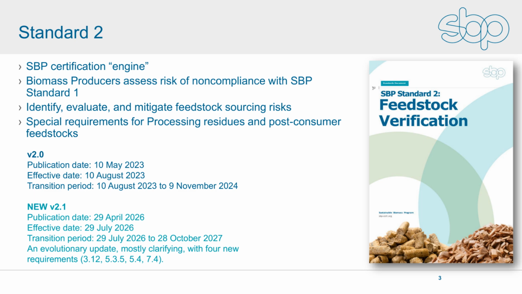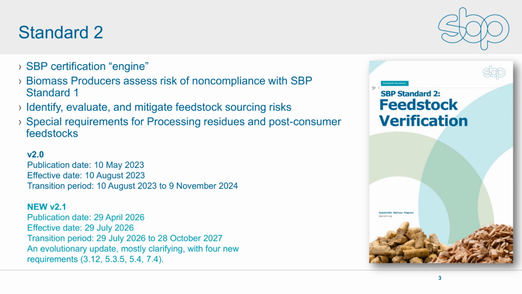Risks are rated either as low or as specified. Where risks are specified, the organization must manage them, reducing them to a low level or excluding the feedstock from SBP supply chains altogether. There are also special requirements for processing residues and post-consumer feedstocks, which we'll cover in detail later in the module. A quick word on timing.